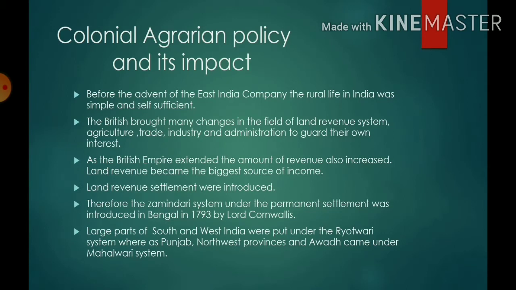Therefore, the Zamindari system under the permanent settlement was introduced in Bengal in 1793 by Lord Cornwallis. Very important, please remember this. Large parts of South and West India were put under the Ryotwari system, whereas Punjab, North-West Frontier Province, and Awadh came under the Mahalwari system. We will discuss one by one the Zamindari system, the Ryotwari system, and the Mahalwari system.